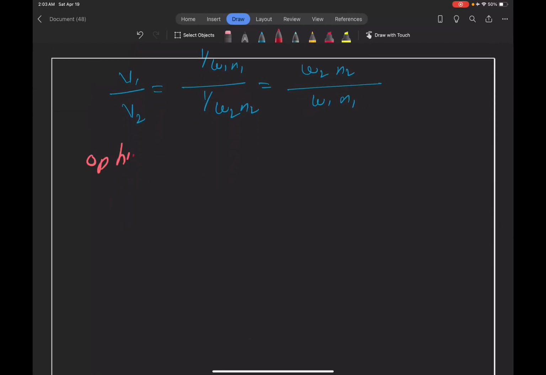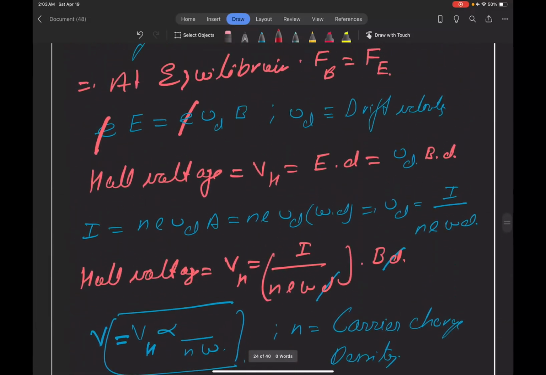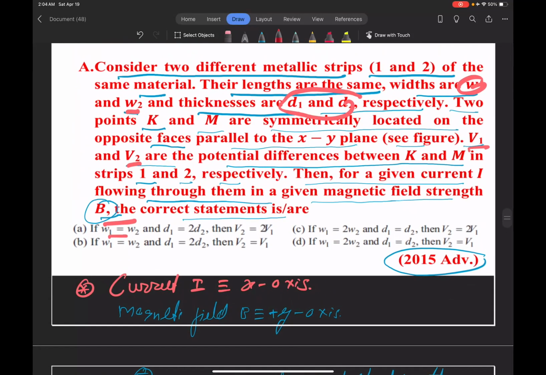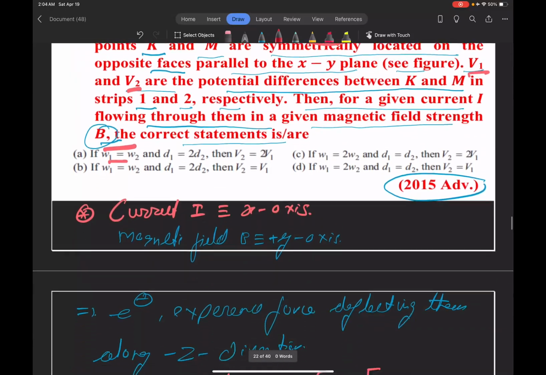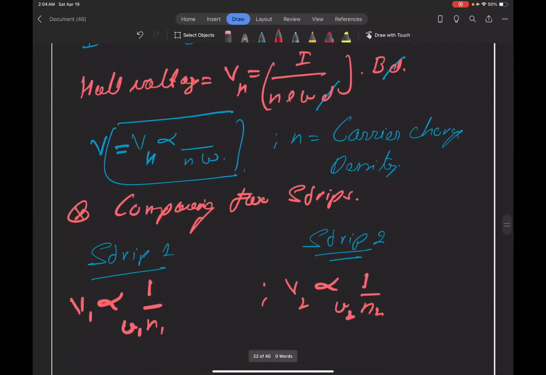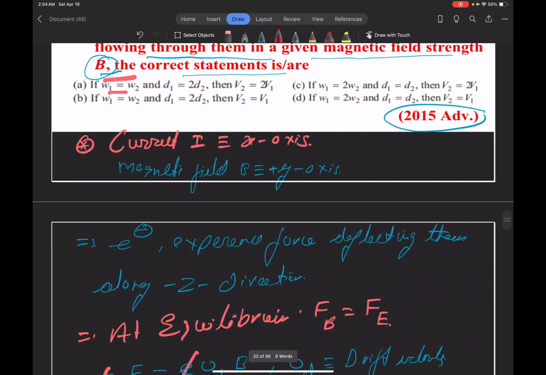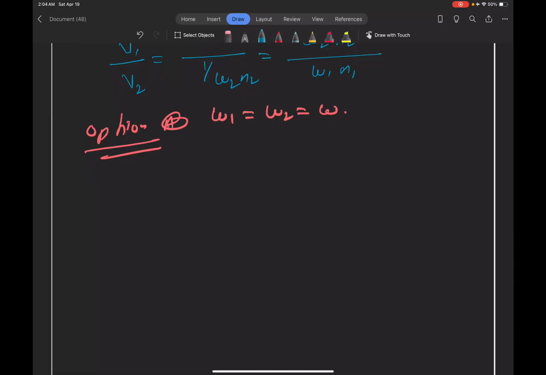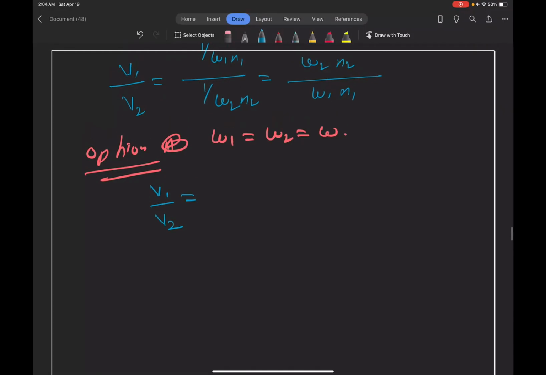So let us start with option A, and in option A it is mentioned that W1 and W2 are equal, and D1 D2 doesn't matter because there is no D here present. So it states that W1 is equal to W2. Let us suppose that is equal to W. So we can write that our V1 to V2 will be equal to W into N2, W into N1, and W cancels out. So this gives us N2 upon N1.